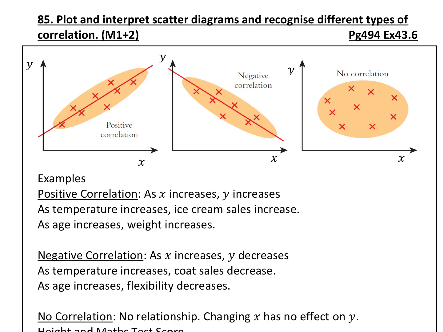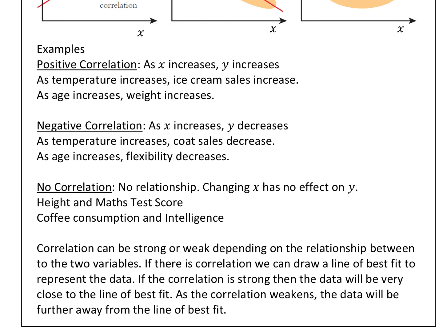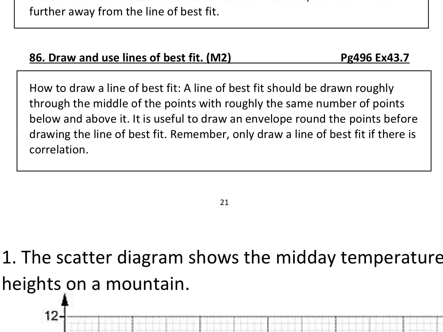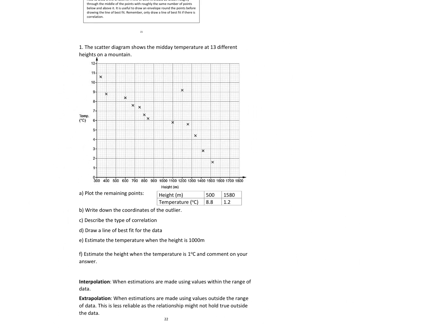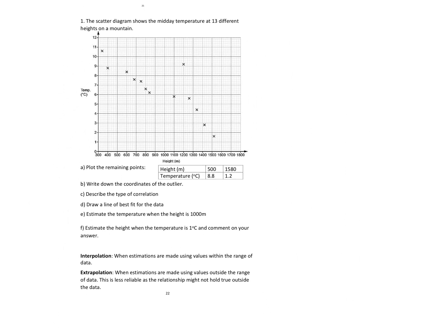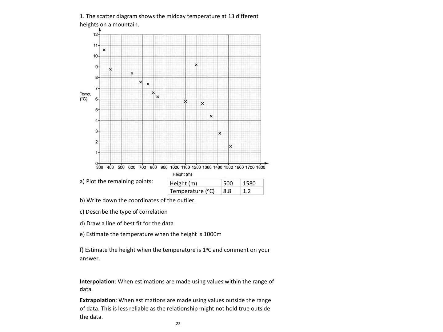In this video, we're going to look at two learning objectives. Firstly, we're going to look at how to plot and interpret scatter diagrams and recognize different types of correlation. And then we're going to draw and use lines of best fit. And if you're revising, you can have a go at that question there. You might need to have that printed out from the website though.